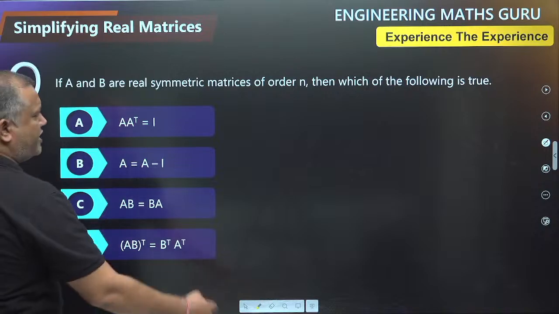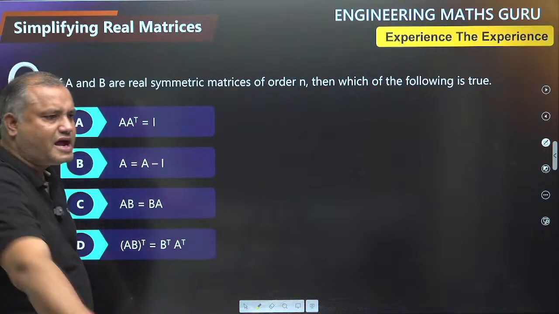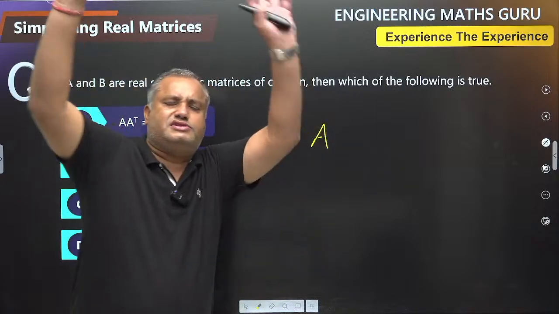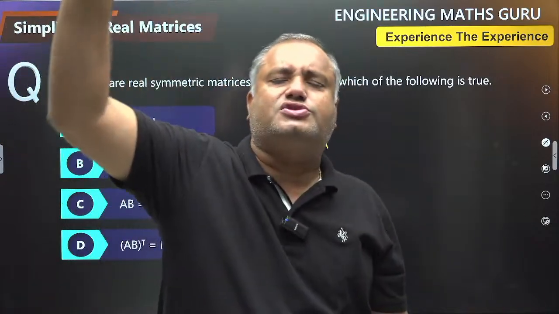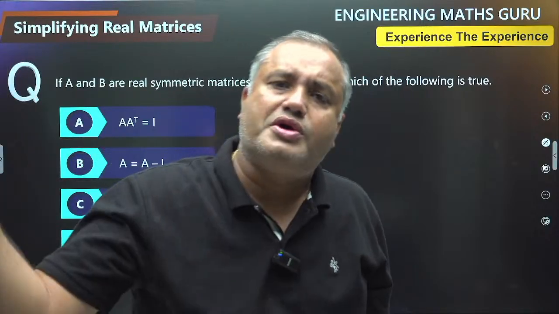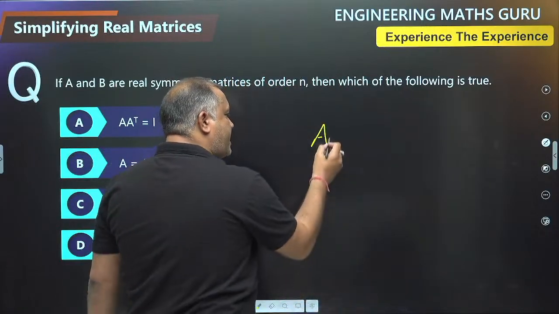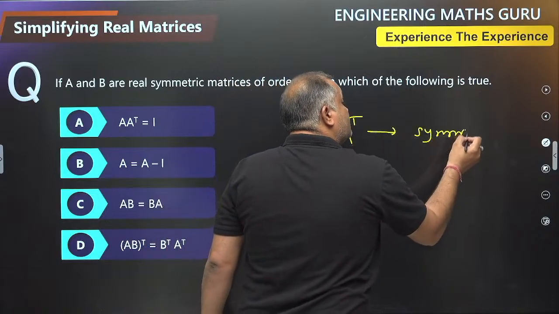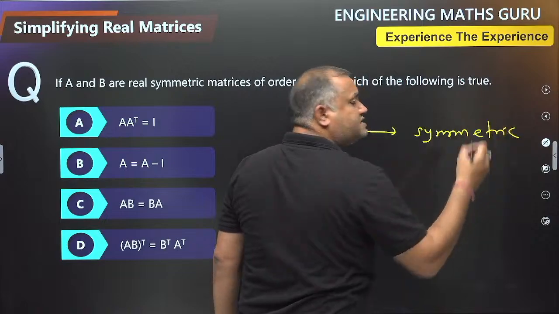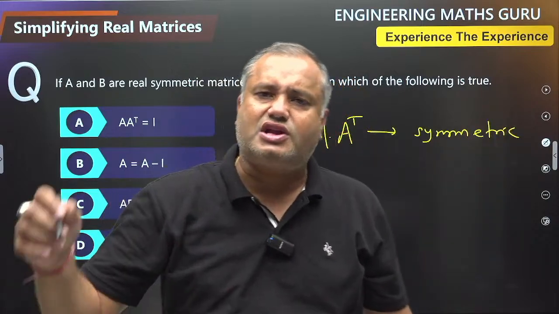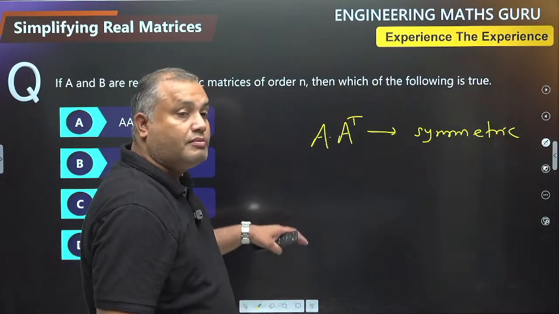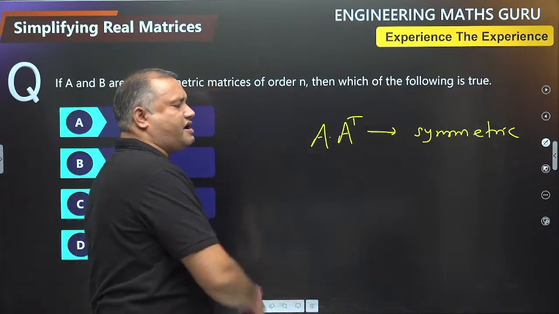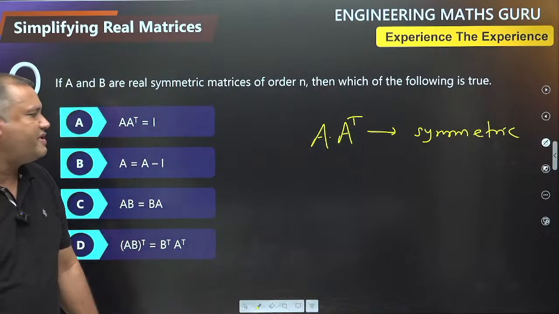Now few questions. One more point I want to make. If A is any matrix, A कोई भी मैट्रिक्स हो, A सिमेट्रिक भी नहीं है और स्क्यू सिमेट्रिक भी नहीं है, लेकिन जब हम A इंटू A ट्रांसपोज करेंगे तो ये हमेशा सिमेट्रिक होगा. If A is any matrix, neither symmetric nor skew symmetric, but you will realize that A into A transpose is always symmetric.